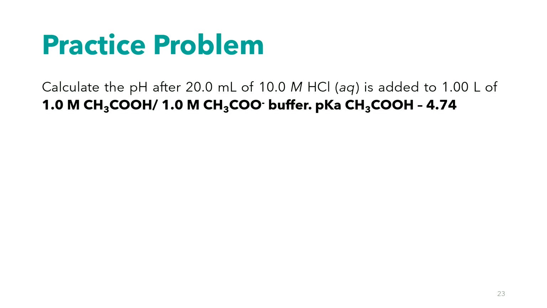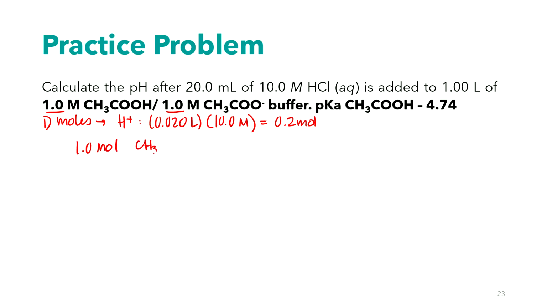So the setup is entirely the same. You start off, you calculate moles. That hasn't changed for HCl. We still are adding in 0.2 moles of H+. What has changed is now I have a lot more moles of my weak acid and weak base. So I have 1 mole of both of those. When I go to write out my BCA table, I'm starting with larger values for those two.